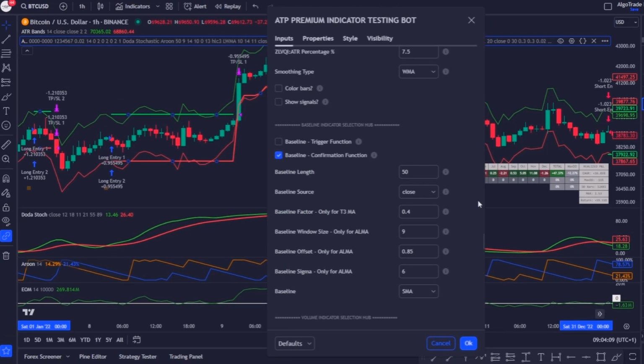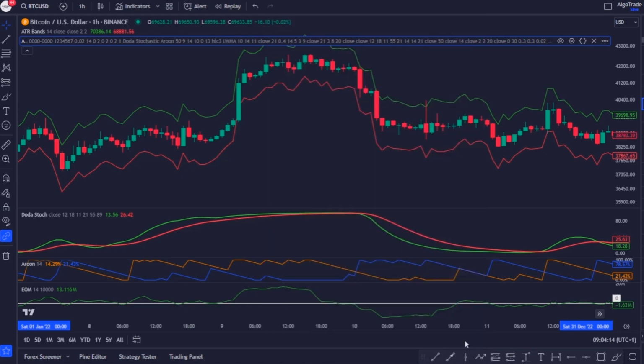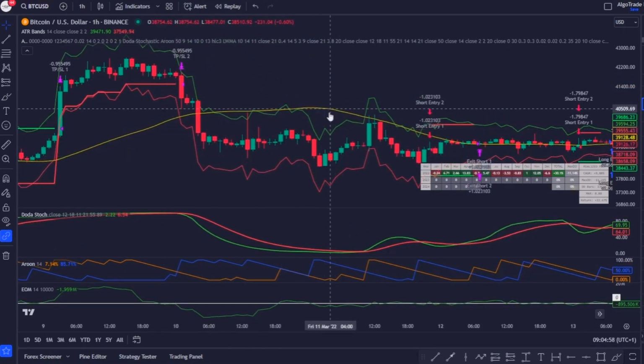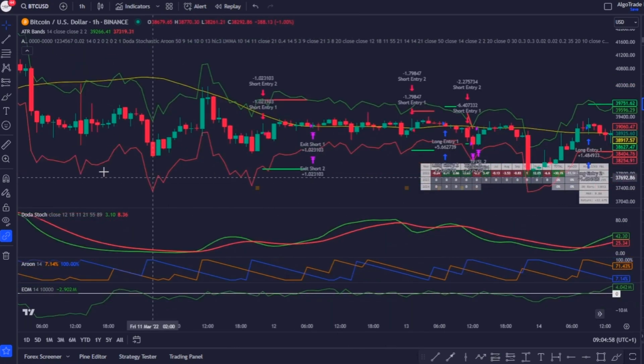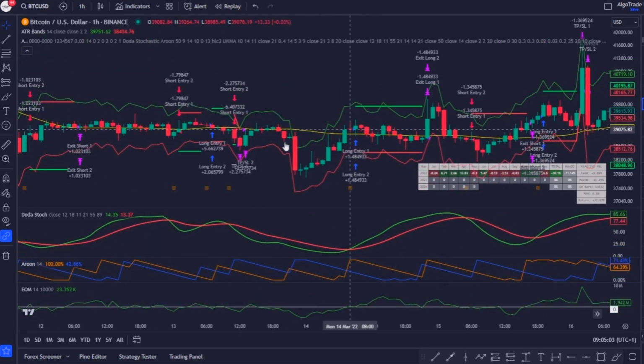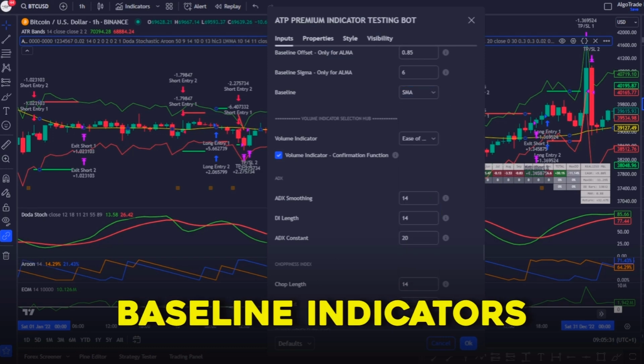So, for example, if I select the simple moving average here and click on OK, you can see that the bot updates everything, inserts the moving average line on the charts, and now it will only enter long positions when the price is above this line, and short positions when the price is below it. The same principle applies to any of these baseline indicators.